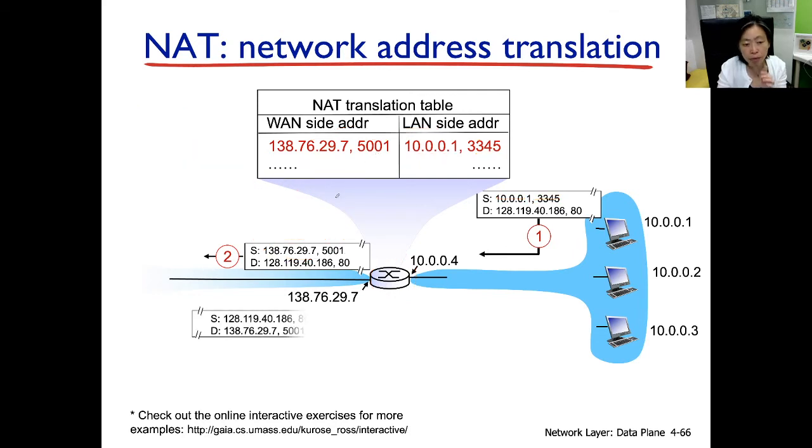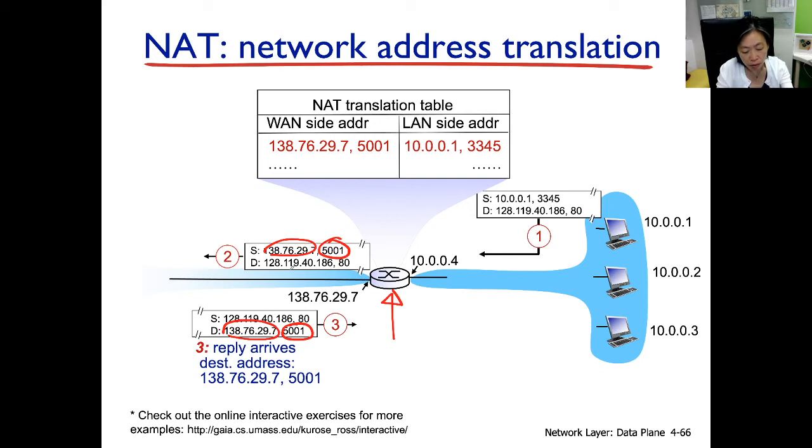When this packet reaches the web server, it sends back a response. Destination address will be the source of the request. So destination port, the source port number of the request. Now this packet will come back to the NAT box in the middle, and one more translation is going to be done.